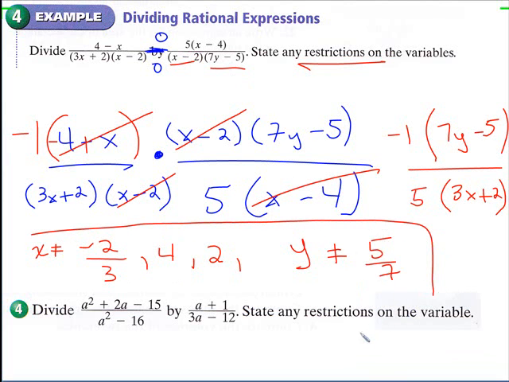Remember, anywhere in the denominator throughout the problem, you have to search. You have to look at everything in the denominator when you're looking for restrictions, throughout the whole problem.